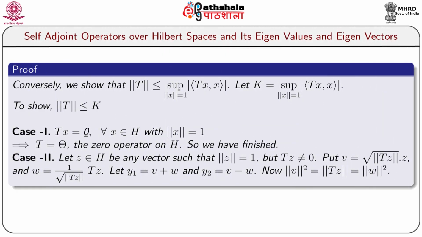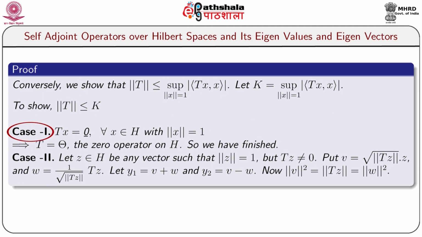Conversely, we show that norm T is less than or equal to the supremum of the modulus of the inner product ⟨Tx, x⟩, where the supremum is taken over all elements x with norm x equal to 1. Let K be equal to the supremum of the modulus of ⟨Tx, x⟩, where the supremum is taken over all such elements x with norm x equal to 1. We are to show that norm T is less than or equal to K. We now study the following cases.